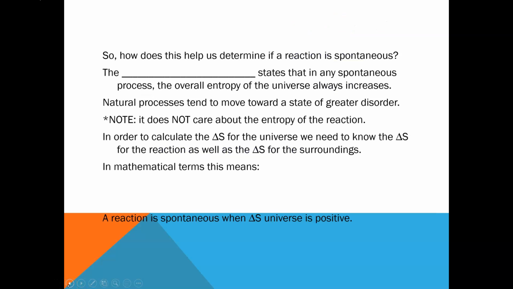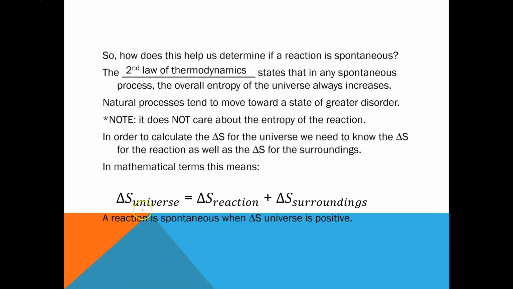So how does this help us to figure out if a reaction is spontaneous? Okay, well, the second law of thermodynamics tells us that in any spontaneous process, the overall entropy of the universe always increases. So any natural process is tending to move toward a state of greater disorder. Okay? In order to calculate delta S for the universe, we need to know the delta S for the reaction as well as the delta S for the surroundings. So if you wanted to figure out the entropy of the universe, you would add up the delta S of the reaction that we're talking about plus the delta S of the surroundings, and that's going to give you your entropy of the universe.